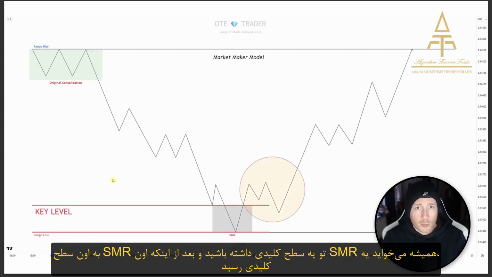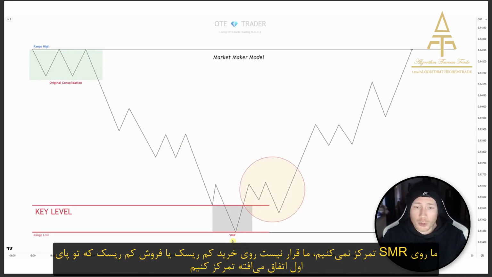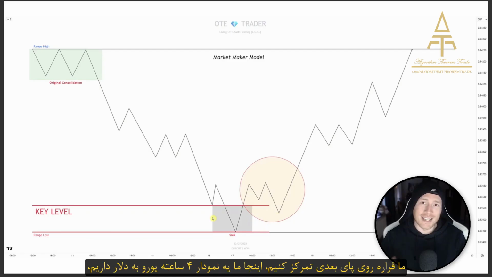And after we have that smart money reversal hitting that key level, we want to focus on the next leg over here. This is going to be key in my model. We don't focus on the smart money reversal. We're not going to focus on the low risk buy or the low risk sell, which happens on the first leg. We're going to focus on the next leg.